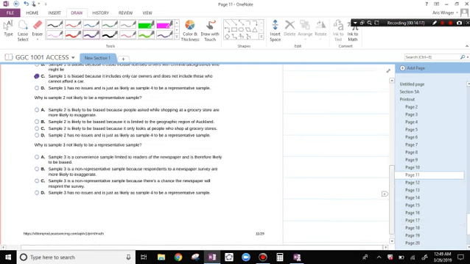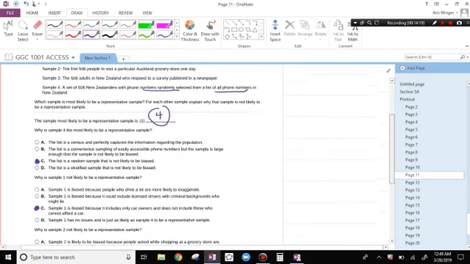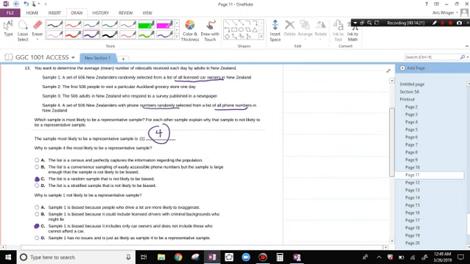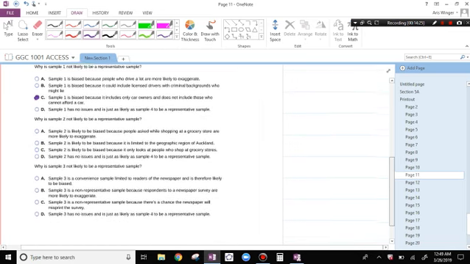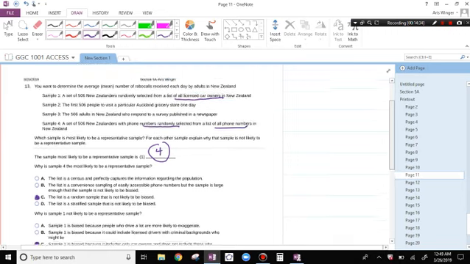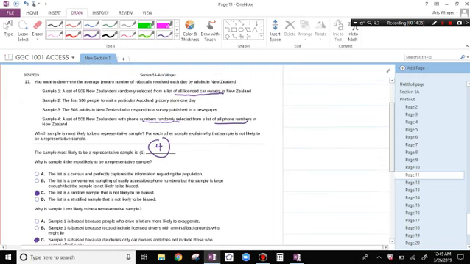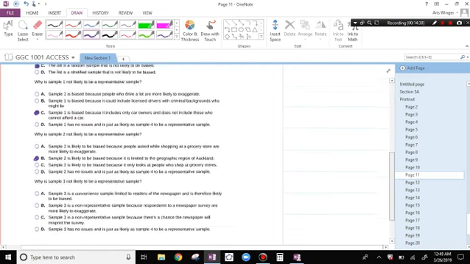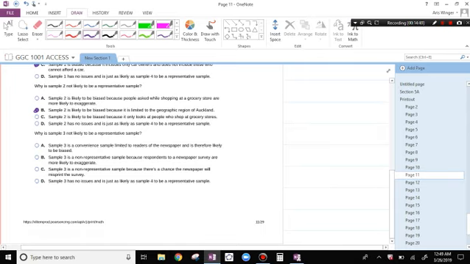Why is sample 2 not representative? Sample 2 is the first 506 people to visit a particular Auckland grocery store one day. Sample 2 is likely to be biased because it is limited to just a particular geographic area. What's wrong with sample 3? The 506 adults in New Zealand who respond to a survey, this sounds like convenience. Sample 3 is a convenience sample limited to readers of the newspaper and is therefore likely to be biased.